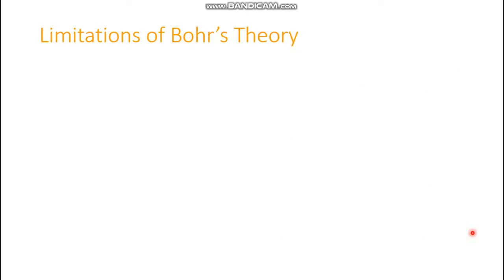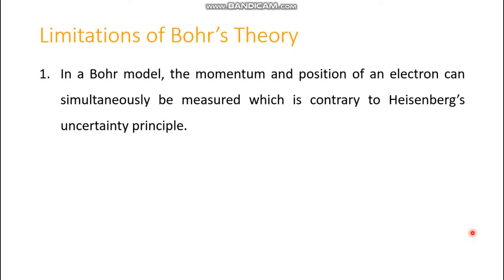Okay, now finally the limitations of the Bohr's theory, what it cannot explain. Number 1, in the Bohr model, the momentum and position of an electron can be simultaneously measured, which is contrary to the Heisenberg's uncertainty principle. We haven't studied the Heisenberg's uncertainty principle in this lecture series, but we are going to discuss this very soon. But one thing I must say, according to the Heisenberg's uncertainty principle, position and momentum cannot be simultaneously measured together. Okay, so it is in contradiction to the Heisenberg's uncertainty principle.